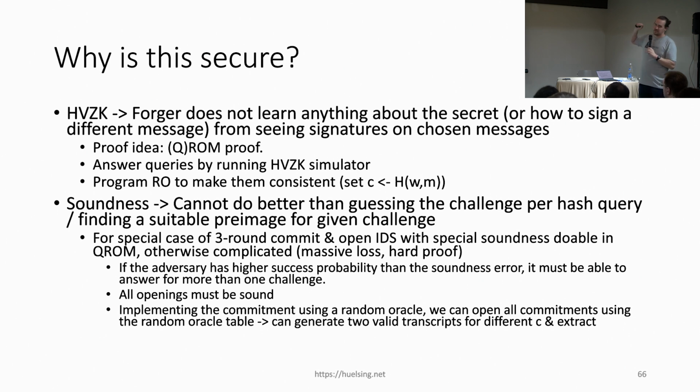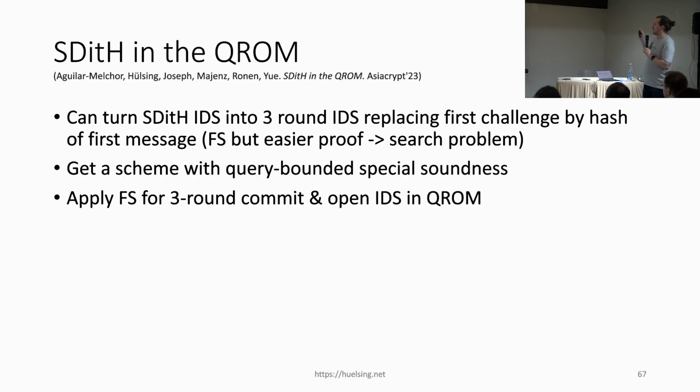As I said, this works for 3-round committed open. I don't have time to go into this in detail because I would have to explain too much. But what we showed at AsiaCrypt last year is that you can turn this MPC in the head identification scheme into a 3-round identification scheme if you also replace the first challenge by the hash of the first message. This is some form, again, of the Fiat-Shamir transform, but you can get a nicer proof because you don't need honest verifier zero knowledge for this step. So this is just a search problem for which you can find a reasonable bound.